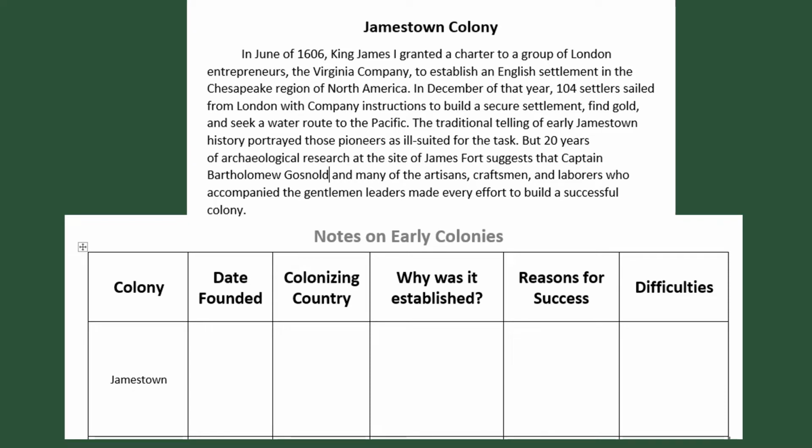As we're reading about Jamestown Colony, we need to be thinking about what was the date when it was founded, the colonizing country, why was it established, reasons for success, and difficulties.